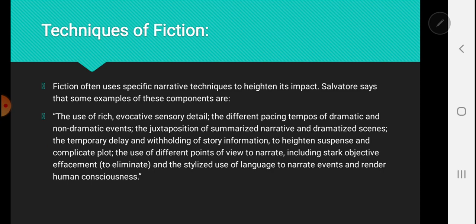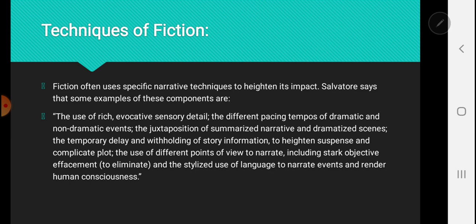Then there are certain techniques to write fiction, and fiction often uses specific narrative techniques to heighten its impact. The techniques that are used in fiction are specific and they are used to heighten its impact. Salvatore says that some examples of these components are the use of rich, evocative sensory detail, the different pacing tempos of dramatic and non-dramatic events, and at times the events are dramatized, otherwise they are not. The juxtaposition of summarized narrative and dramatized scenes. So at times the things are dramatized, and sometimes they are just in the form of narration.